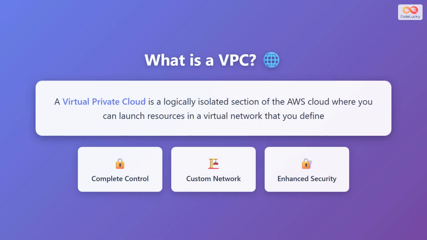A virtual private cloud, or VPC, is a logically isolated section of the AWS cloud where you can launch resources in a virtual network that you define. Think of it as your own private data center within AWS. With a VPC, you get complete control over your network configuration, you can design a custom network architecture, and you benefit from enhanced security through isolation. It's like having your own dedicated space in the cloud that no one else can access.